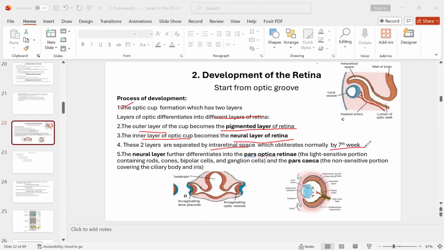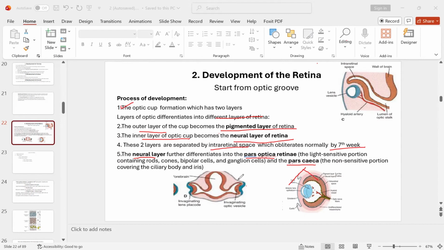Fourth step is the differentiation of the neural layer of retina into two layers, number 1 pars optica retinae and number 2 pars ceca retinae. The pars ceca retinae has two parts. The part which is behind the iris is called pars iridica retinae and the part which is behind the ciliary body is called the pars ciliaris retinae.